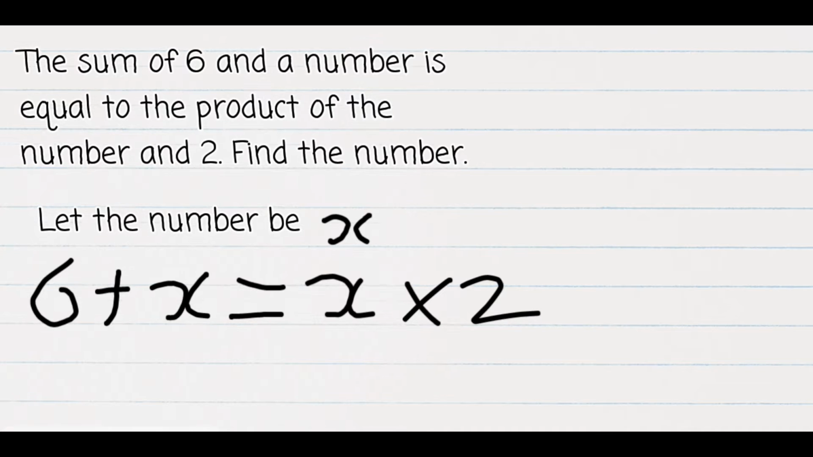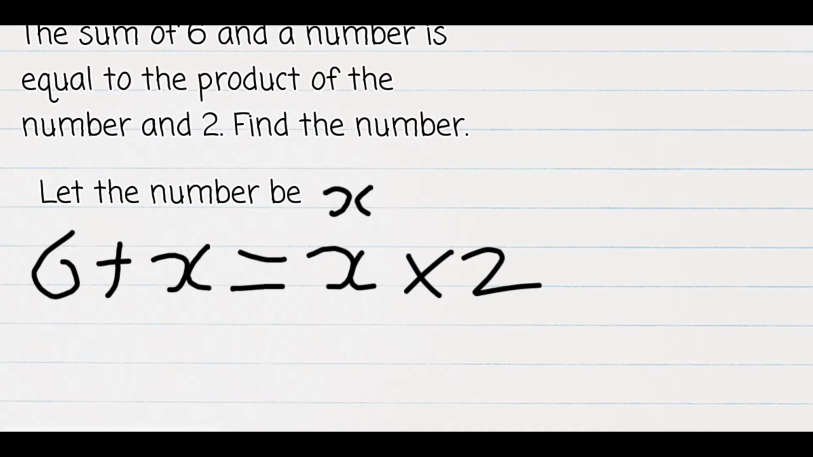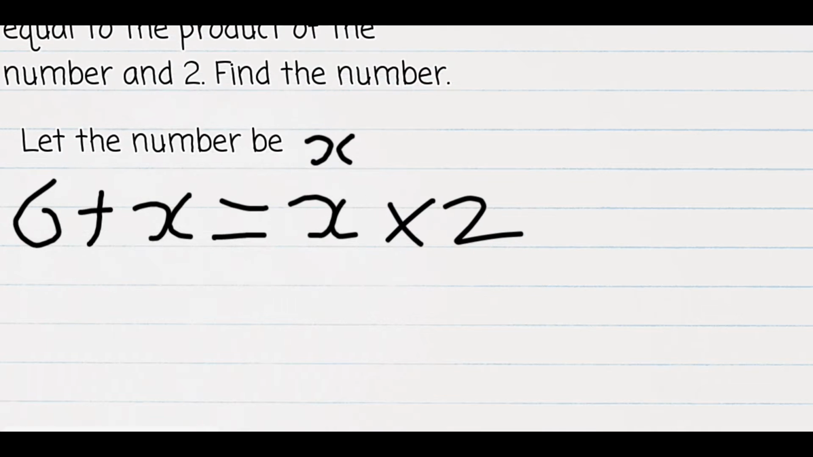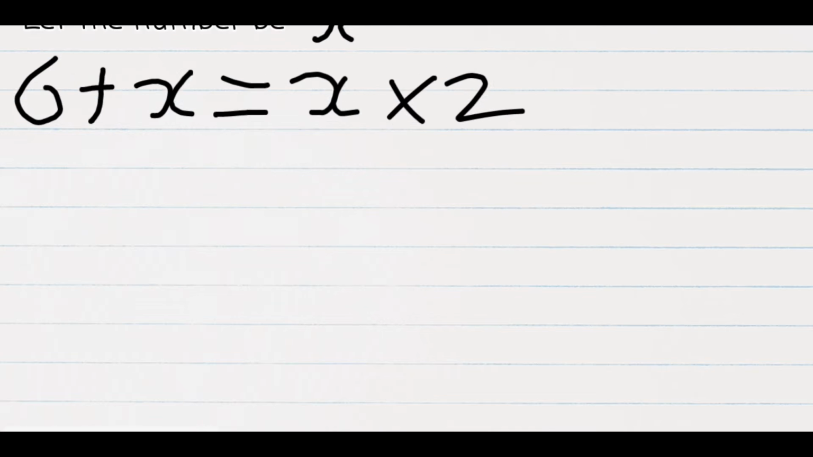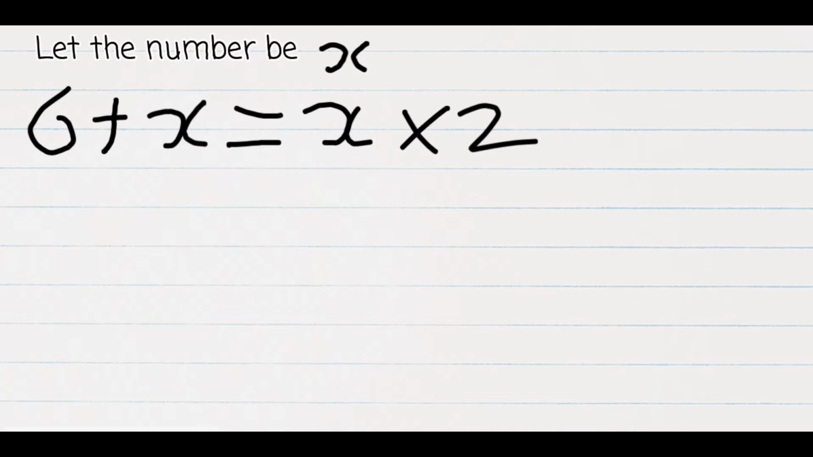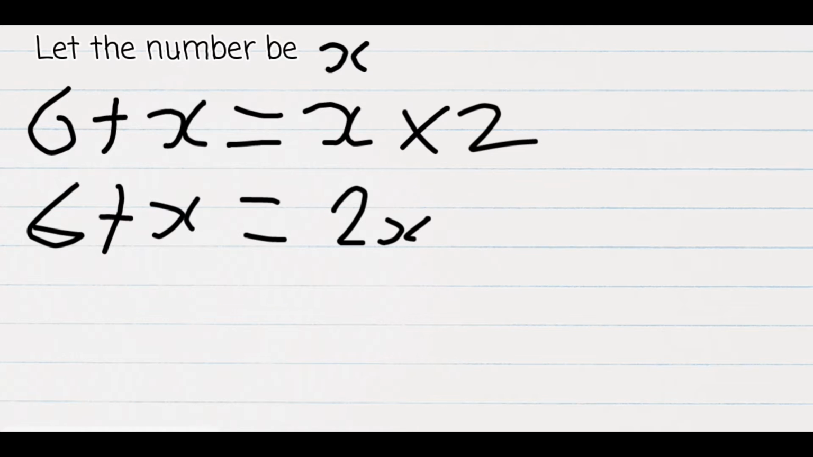Note that the product is the same thing as saying X multiplies 2, or the product simply means multiplication. Now what we have here is a linear equation, and please, if you don't know how to solve linear equations, check out my video on how to solve linear equations. The link is in the description below. So X times 2 is going to give us 2X. So 6 plus X is going to give us 2X.